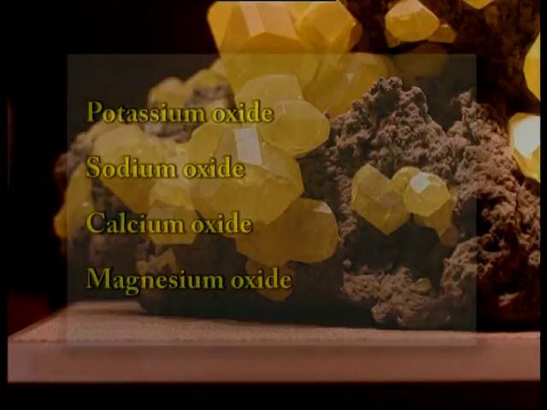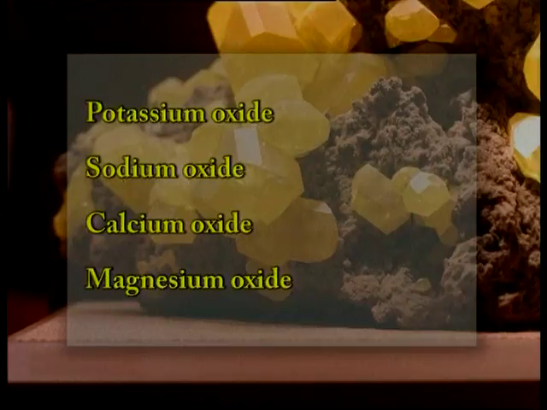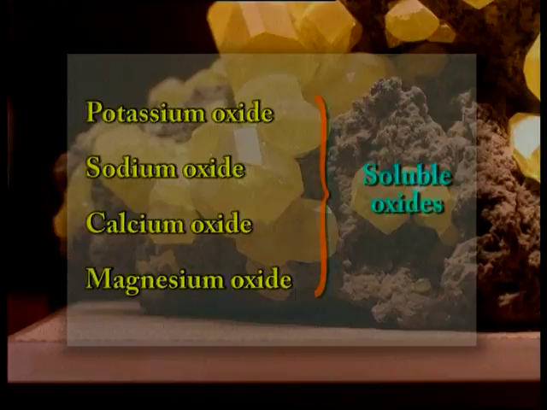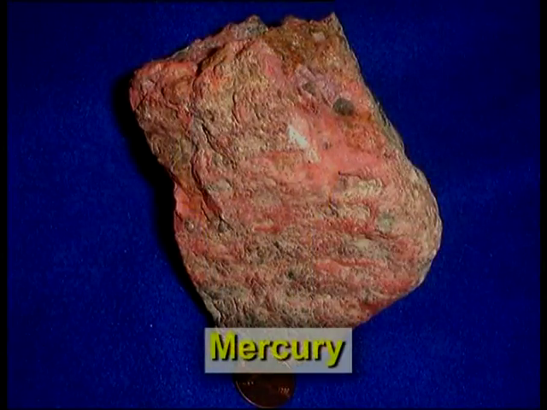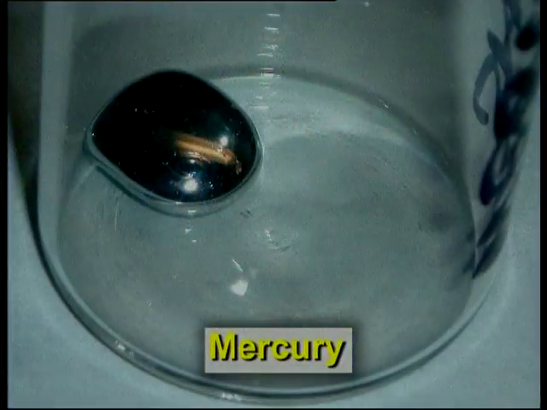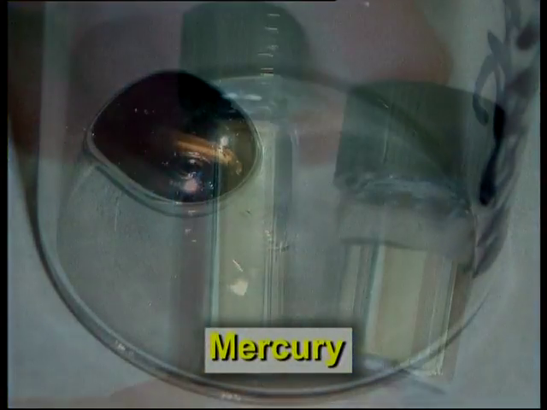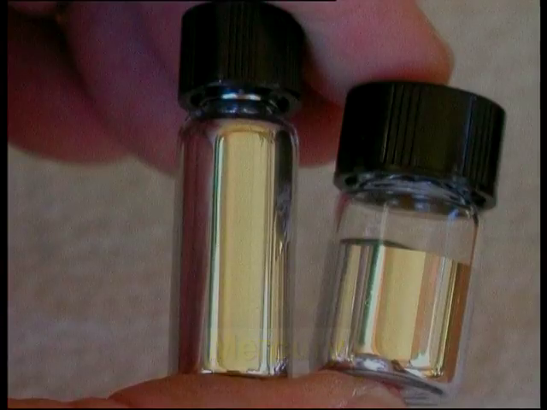Metal oxides are very hard and do not dissolve easily in water except for potassium oxide, sodium oxide, calcium oxide, and magnesium oxide. These soluble oxides dissolve in water to form alkalis. Metal oxides do not decompose on heating except for mercury oxide. Mercury is a natural element, so it cannot hold on to its oxygen tightly. Hence, little heat is required to separate the mercury and oxygen.